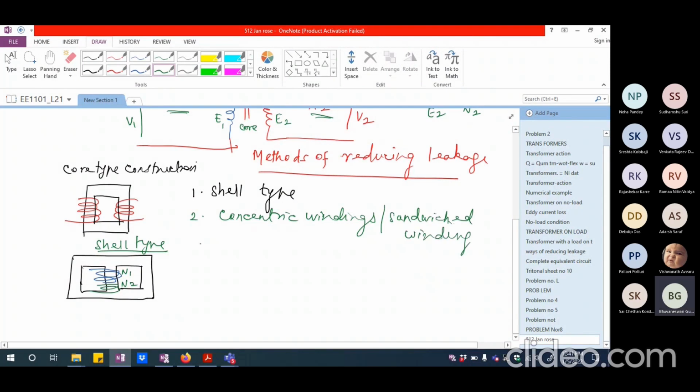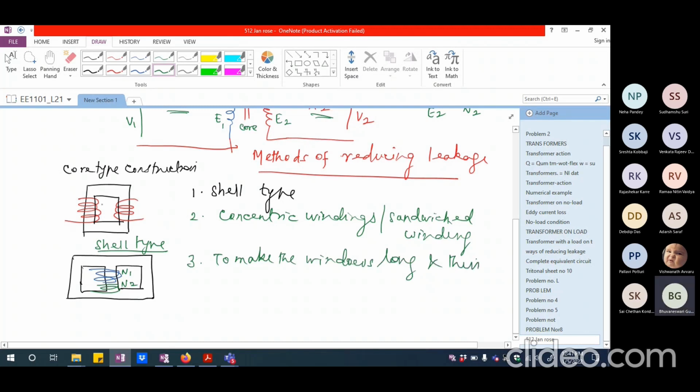So either of these two can definitely make the leakage reduce tremendously. The third one we said was to make the windows long and thin.